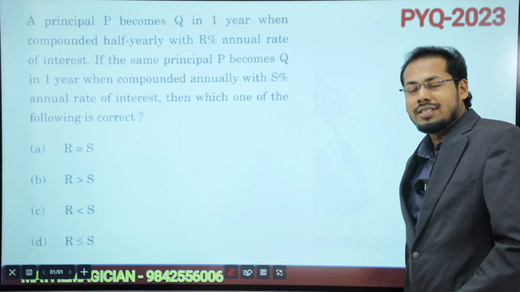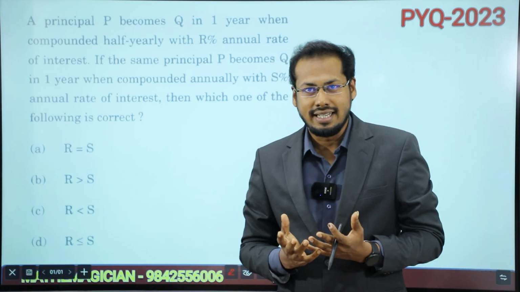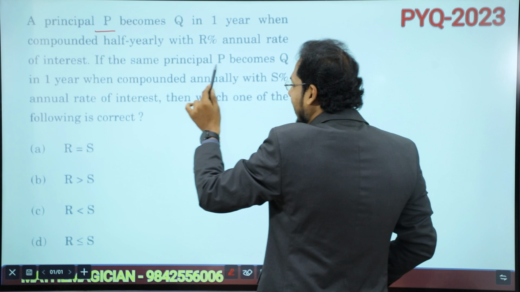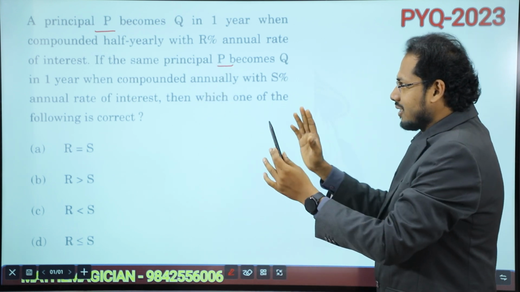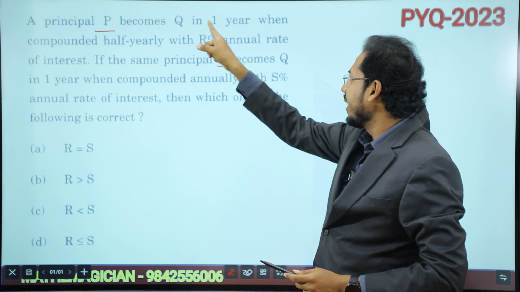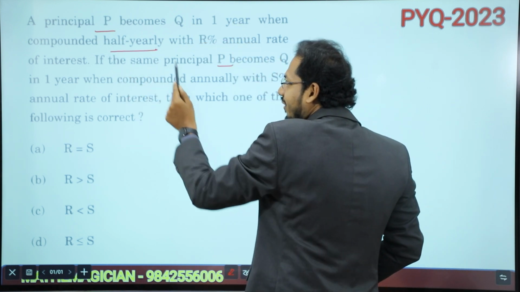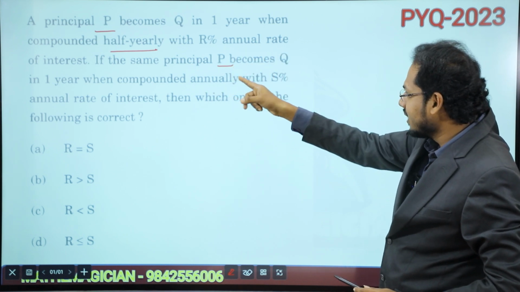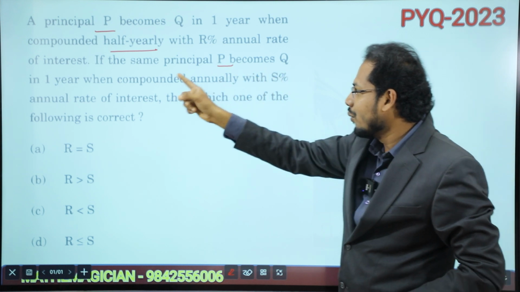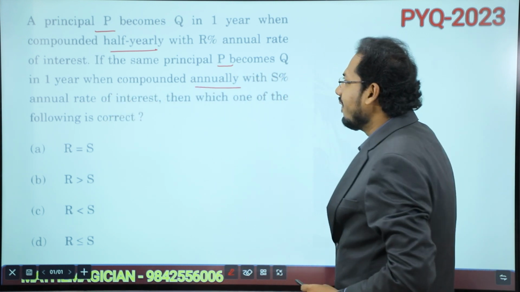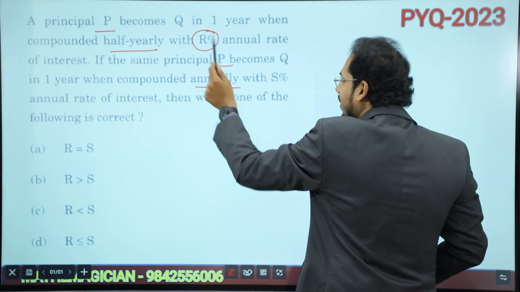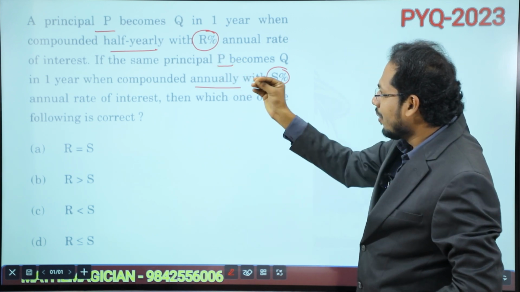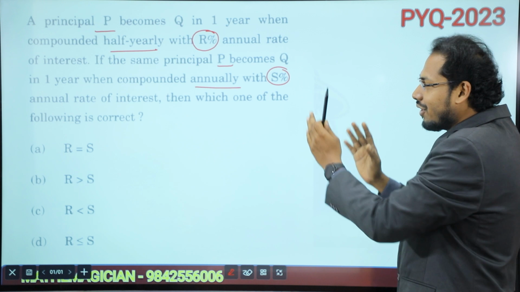Please listen to this question, because in this question we don't have any numbers. Everything given here is a variable. Correct? Principal P doesn't change in both the concepts. The first thing, P becomes Q in 1 year, compounded half yearly, and R percentage annual rate of interest. If the same principal P becomes Q in 1 year, here compounded annually with S percentage. The only change is R percentage and S percentage.